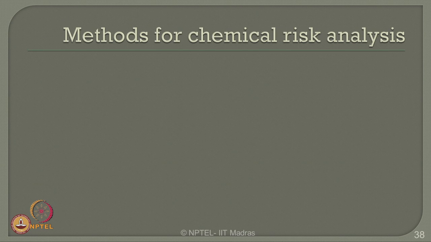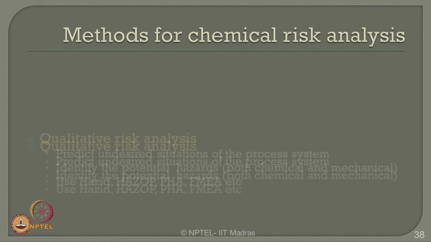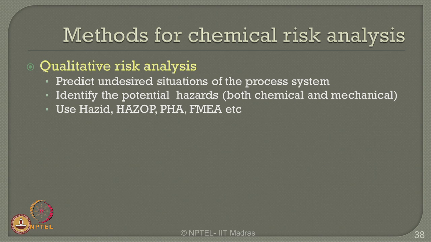What are the different methods available in the literature for performing chemical risk analysis? There are different qualitative risk analysis methods. They are used to predict undesired situations of the process system. They are helpful to identify the potential hazards, both chemical and mechanical. Some of the examples are HAZID, HAZOP, PHA, FMEA, etc., which were discussed in detail in the last module.